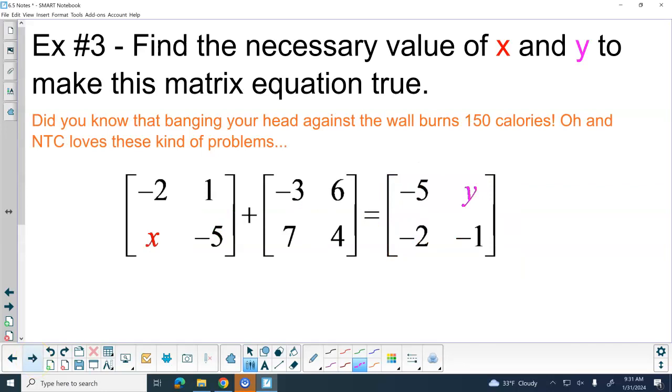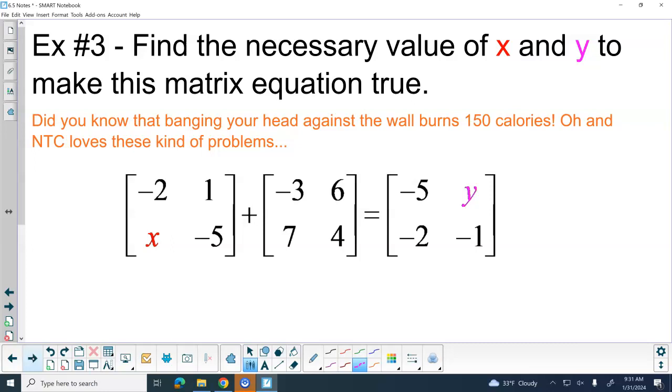NTC loves matrices. There have been multiple matrix questions on the final as long as I've taught this class. So that's 1, they love matrices. 2, they love this kind of problem. They love to give you this and say, find the necessary values of x and y to make this equation true.